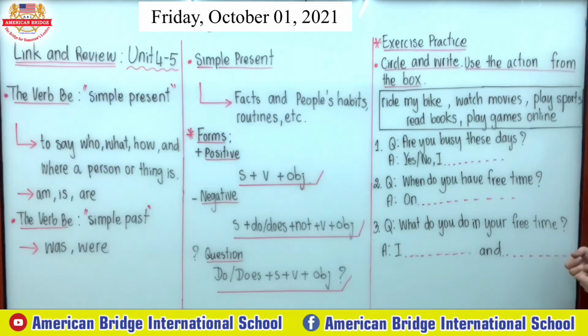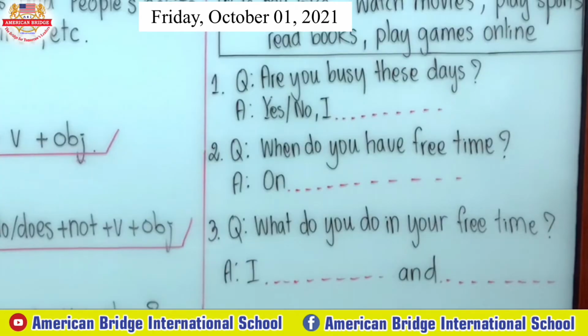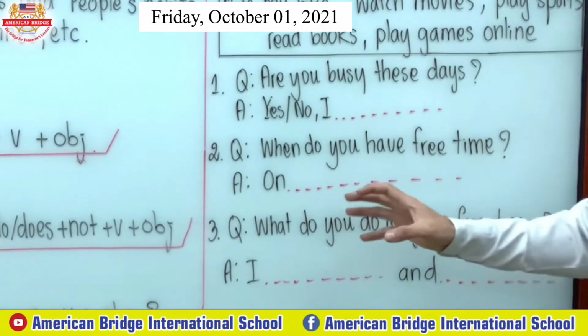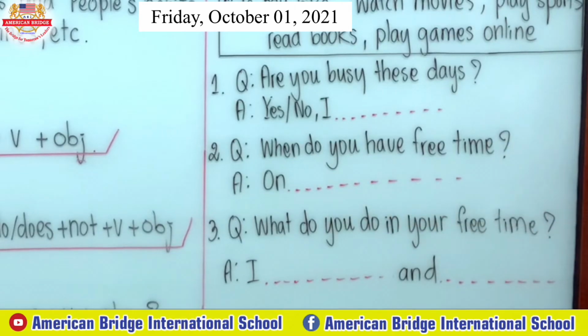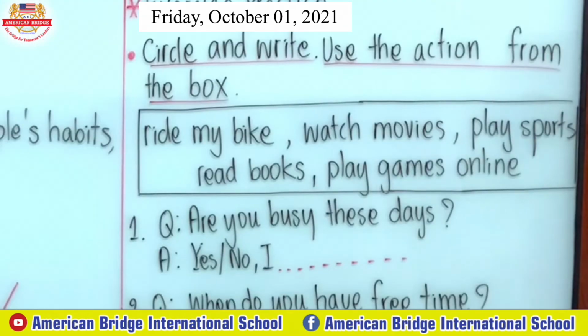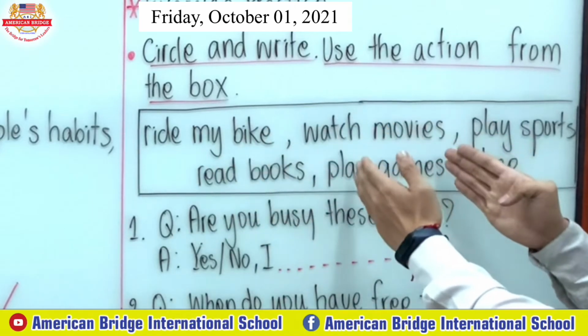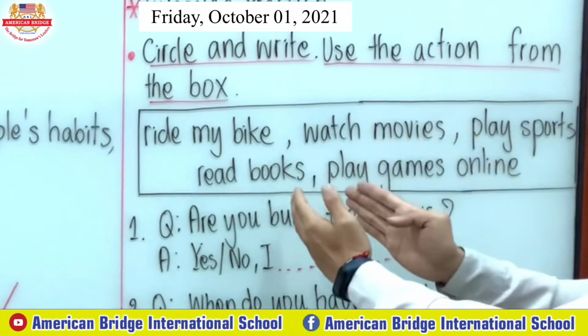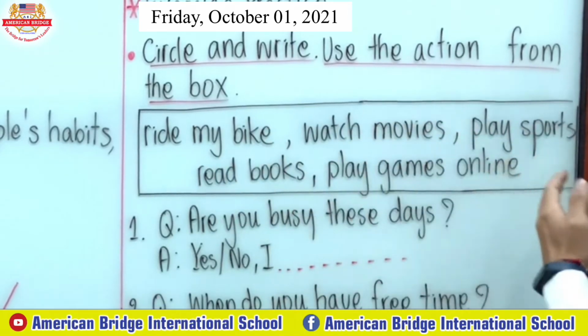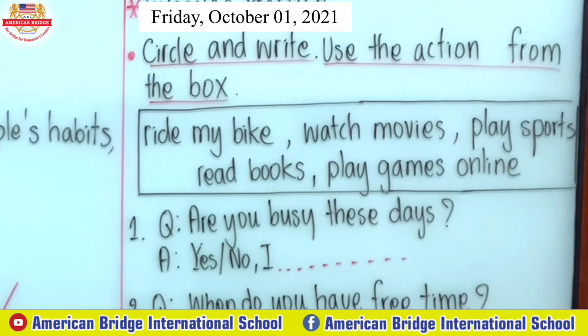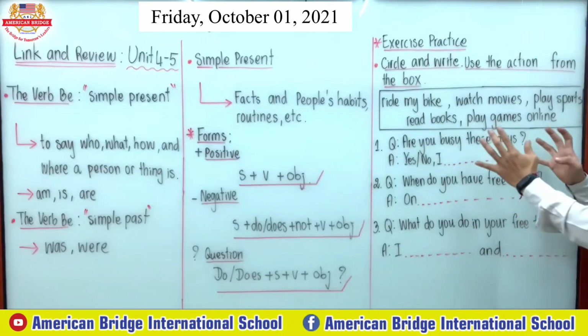Okay, that's good. Number 2, when do you have free time? On when, right? Okay, so number 3, question, what do you do in your free time? I ride my bike, I watch movies, I play sports, I read books, I play games online, or whatever. Okay, that's very good.